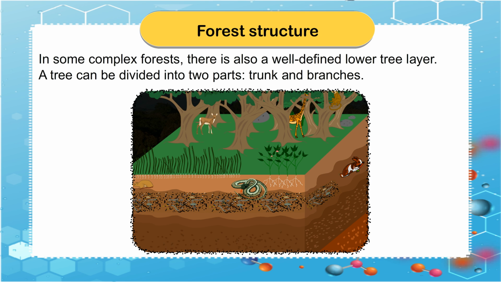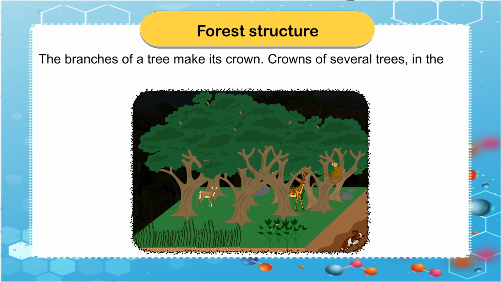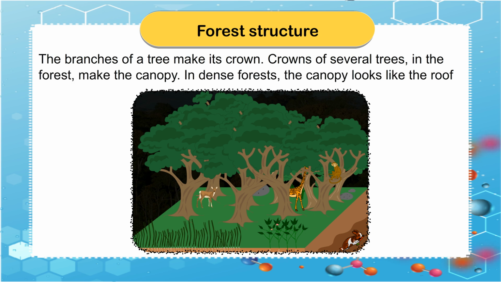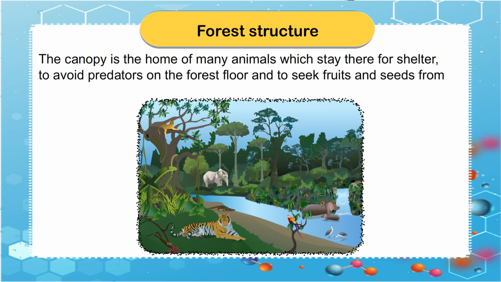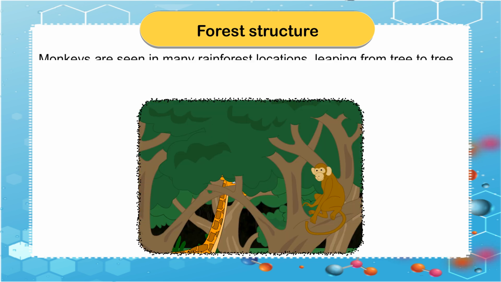A tree can be divided into two parts, trunk and branches. The branches of a tree make its crown. Crowns of several trees in the forest make the canopy. In dense forests, the canopy looks like the roof of the forest. The canopy is the home of many animals which stay there for shelter, to avoid predators on the forest floor and to seek fruits and seeds from the trees and epiphytes of the rainforest canopy. Monkeys are seen in many rainforest locations, leaping from tree to tree.